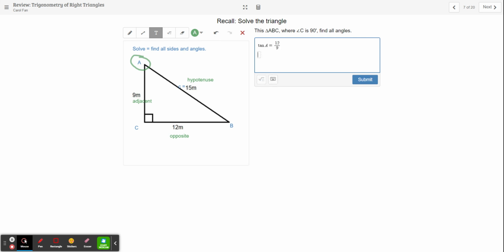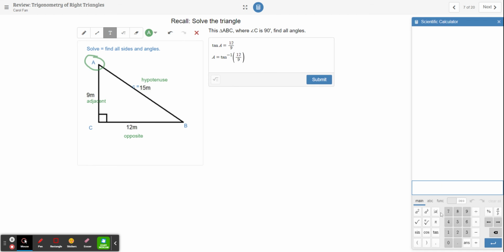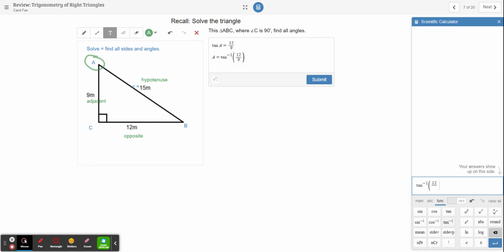Let's undo our tangent now. So A is equal to inverse tan of 12 over 9. So inverse tan, 12 over 9. We have 53.13. Let's round it to the nearest degree. So A is 53 degrees.